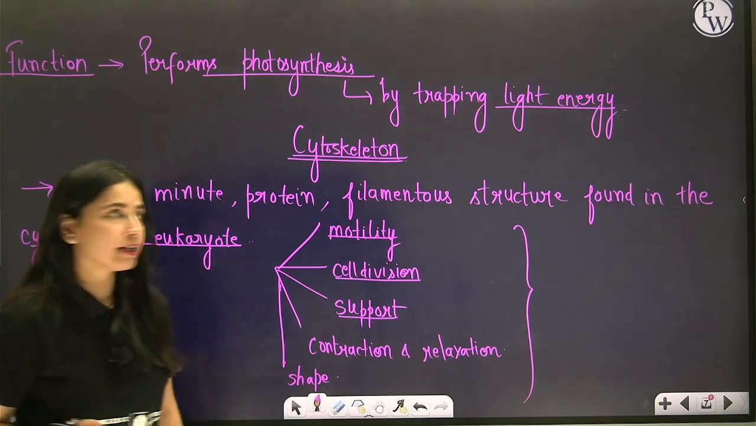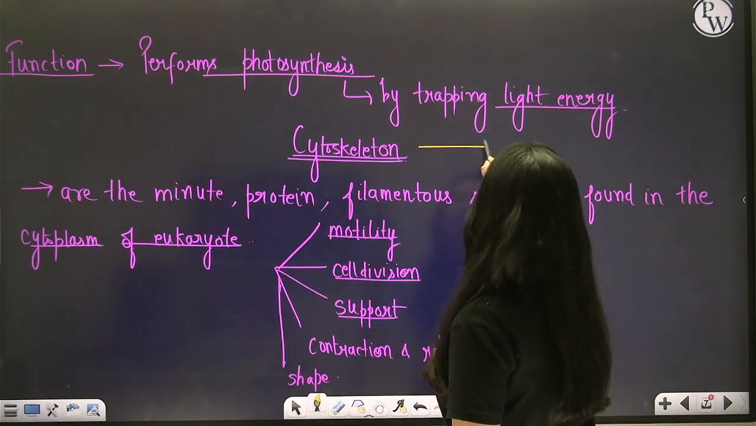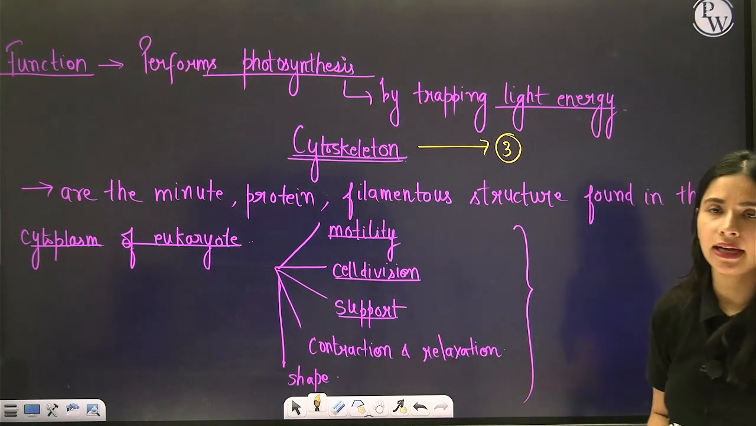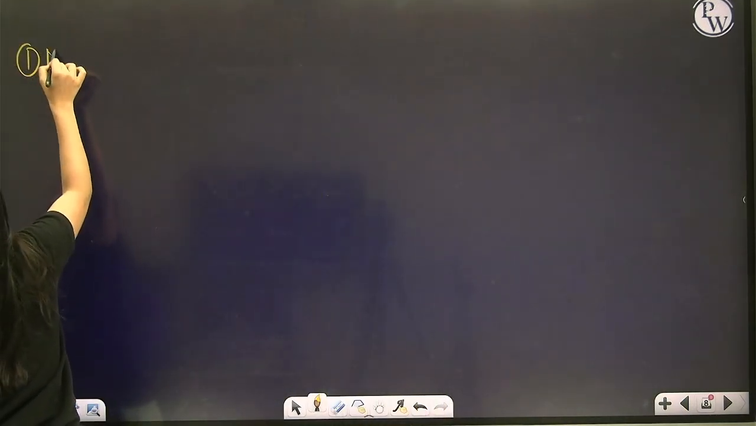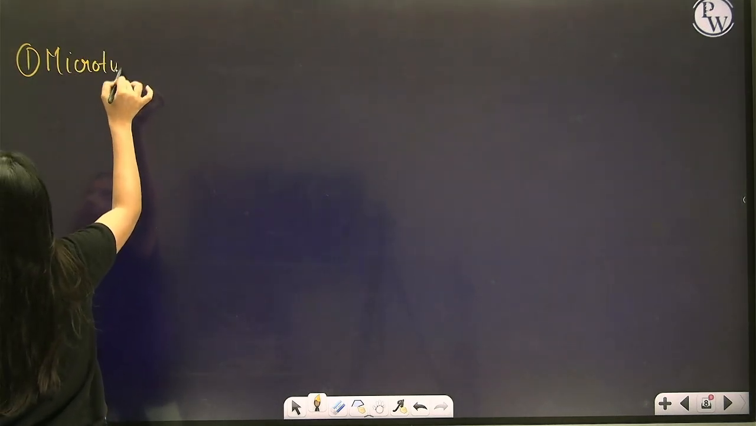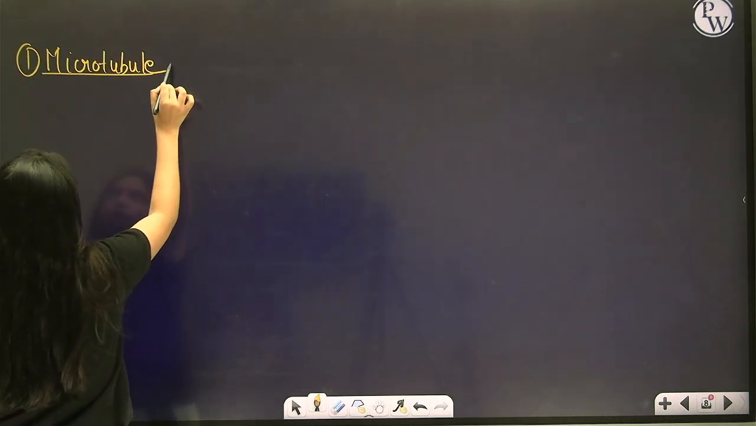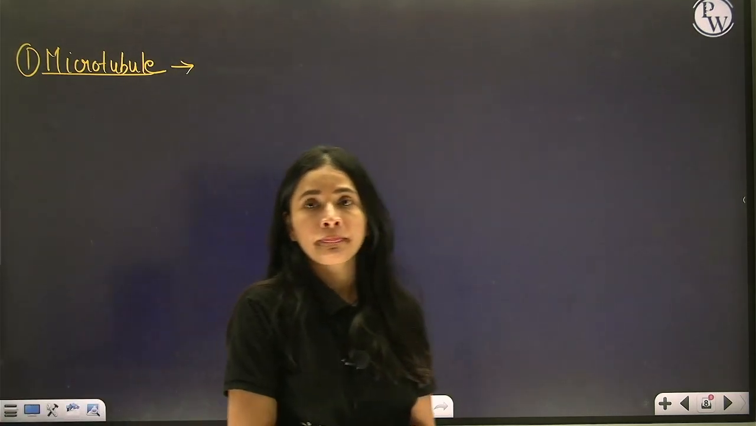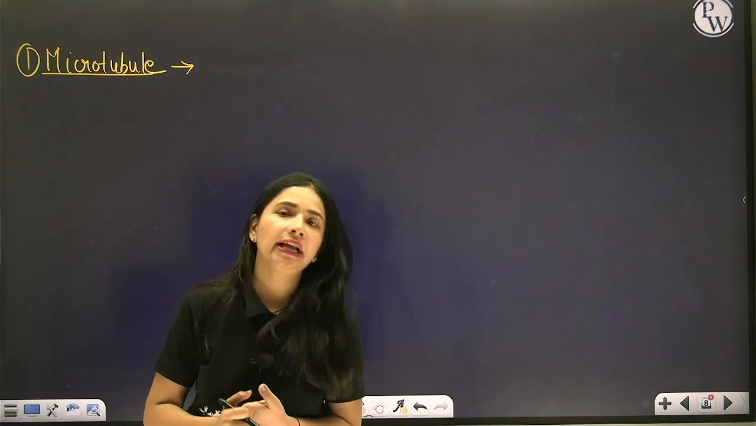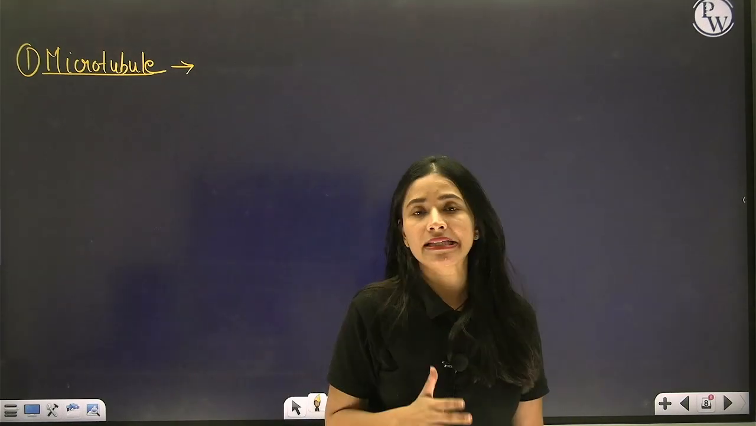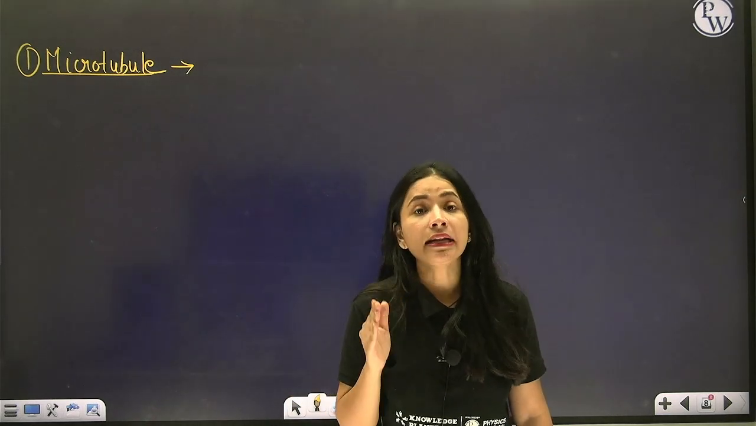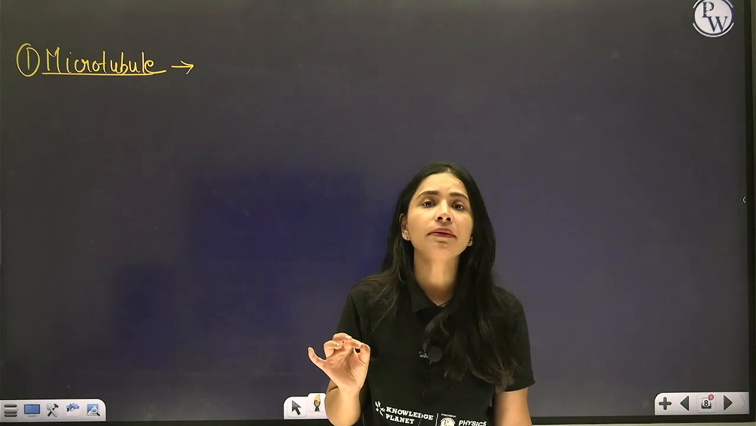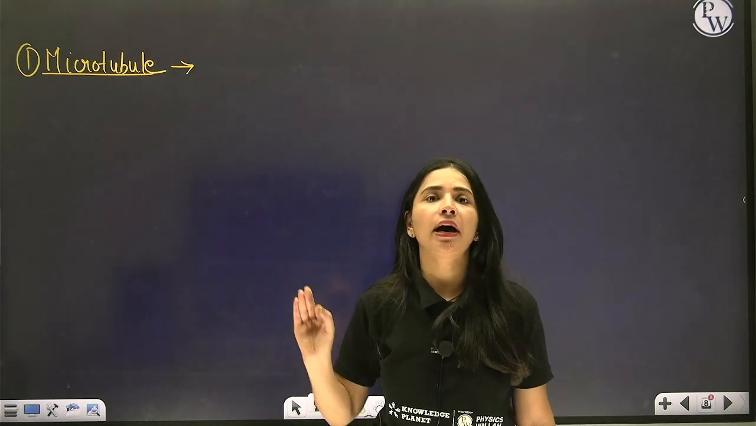And how many cytoskeletons do we have? Yes, there are 3 types of cytoskeleton. Now, let's discuss all the 3 types one by one. The first one that I am going to discuss now is microtubule. Okay? Clear? Yes or no? Well done. Microtubules are hollow, unbranched, proteinaceous, cylindrical structures made up of 13 protofilaments.